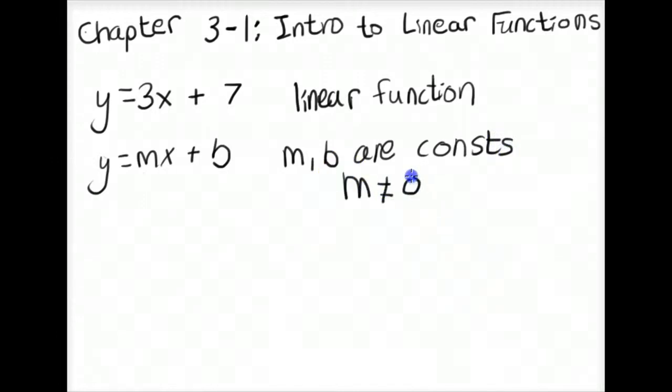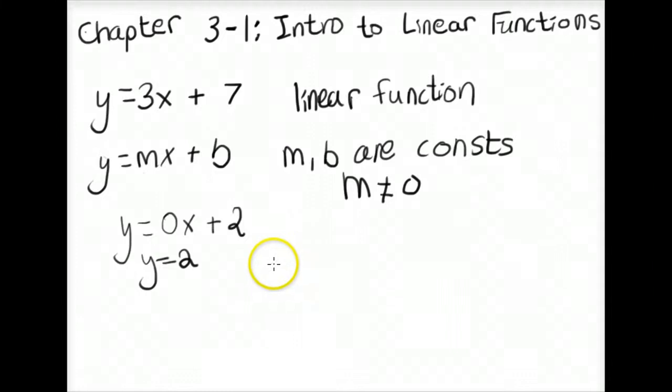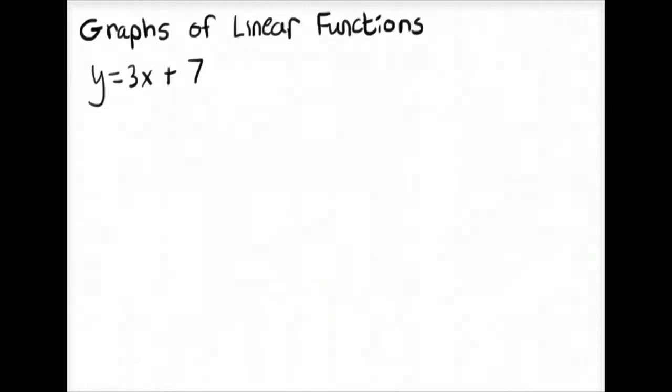Now the reason it can't equal 0 is, let's say we have the equation y equals 0x plus 2, then really we just have y equals 2. And now this is not a linear function because it's a 0-degree polynomial, so it's a constant function. So now we're just going to look at a couple graphs of different linear functions.